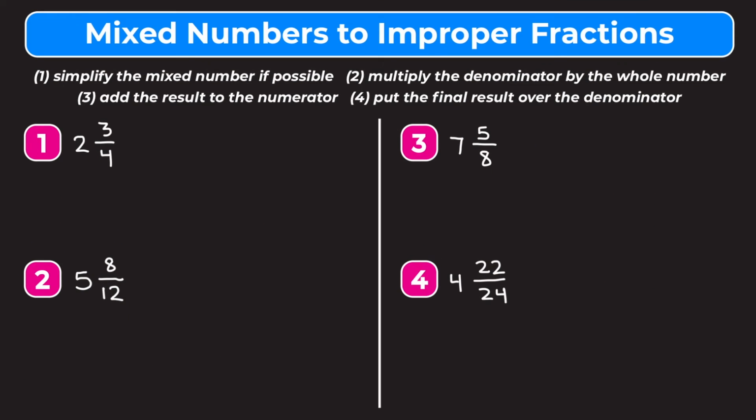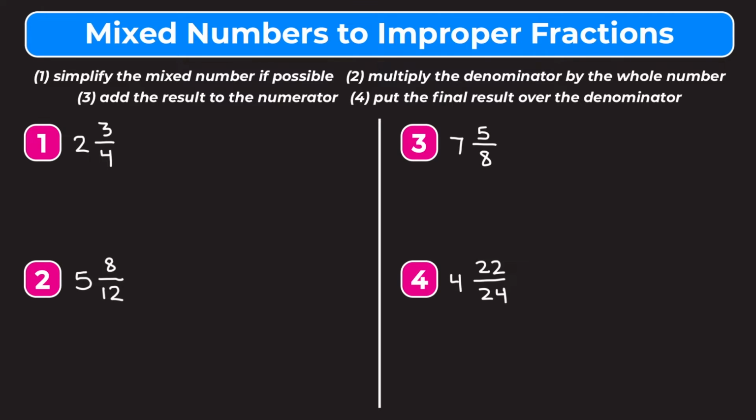In this video, we're learning how to convert mixed numbers to improper fractions. And just to remind you guys, mixed numbers are made up of a whole part and a fraction part. Like in example 1, we have 2 3/4, which has a whole part of 2 and a fraction part of 3/4. And improper fractions are just fractions where the numerator is greater than the denominator.